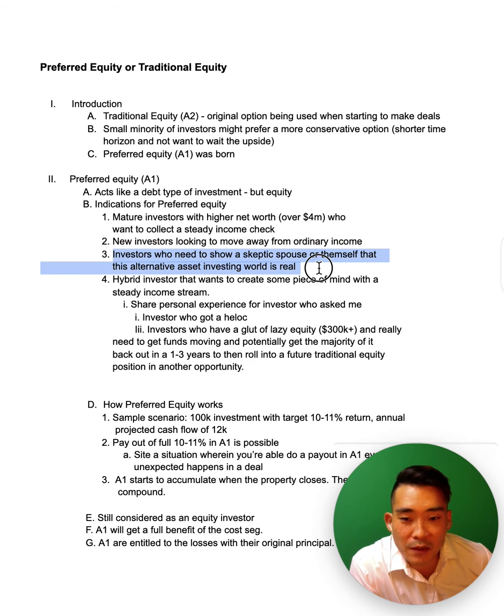Another person that it's great for is investors who maybe want to be a hybrid investor.